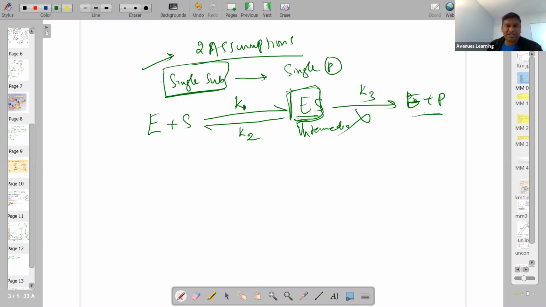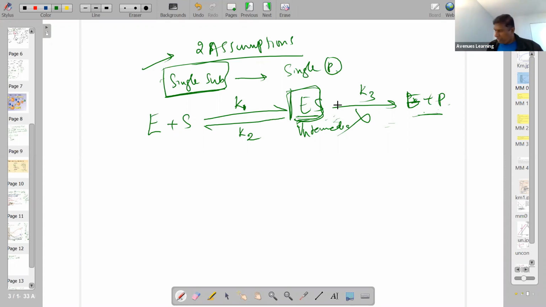First, a single substrate is involved and a single product is formed. That's the first assumption. The second assumption is the forward reaction from ES to E plus P is possible, but the reverse reaction is not happening. Now, assuming these two, they try to come up with a quantitative relation between the substrate concentration and the rate of reaction.